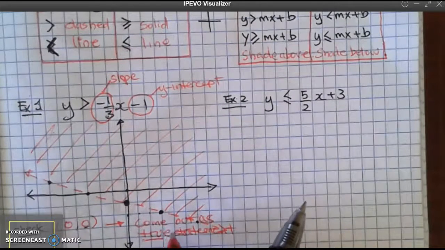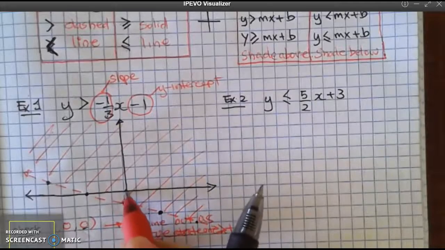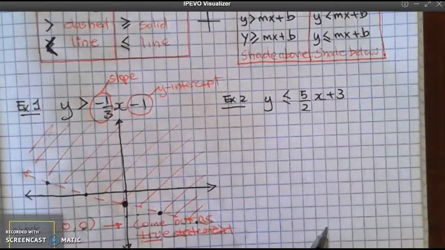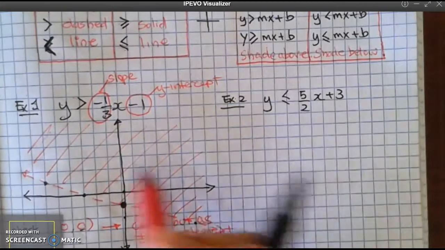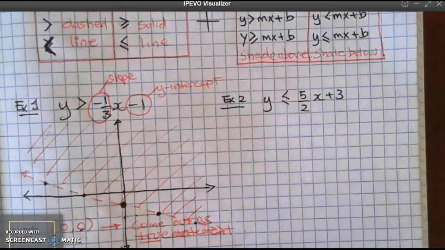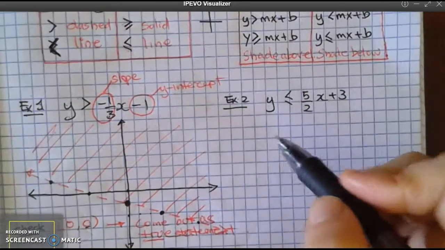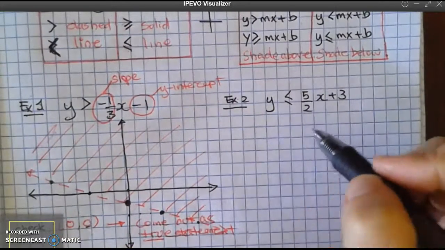So we expected this to come out as true because we said it was part of the solution, and it did come out as true. So now I know for sure my solution is correct. My shaded region is correct. Okay, let's go on to example 2.